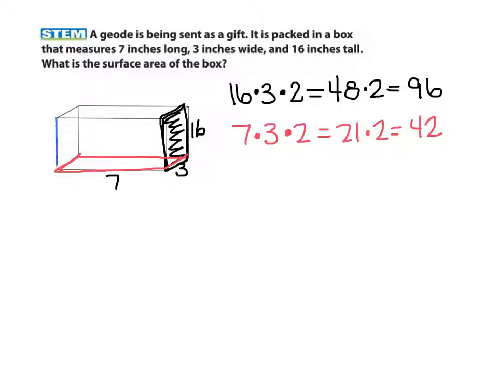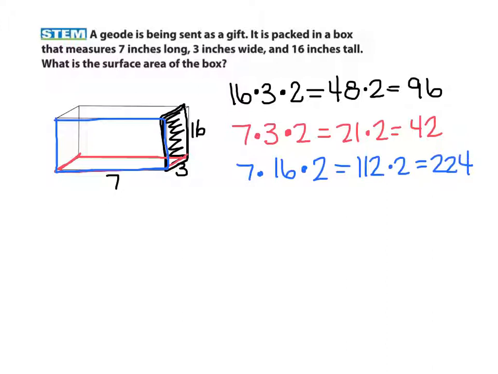Let's do this piece, which is the front. So we have 7 times 16, because it's 16 tall, times the 2, because we have 2 of those pieces, one in the front, one in the back. 7 times 16 is 112. 112 times 2 is 224.